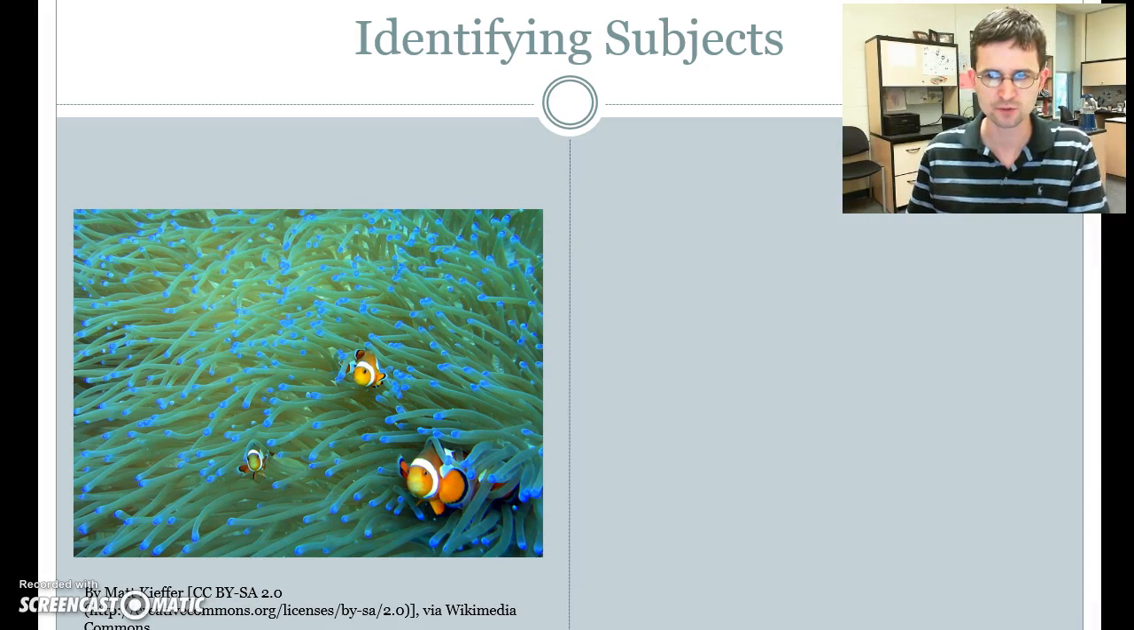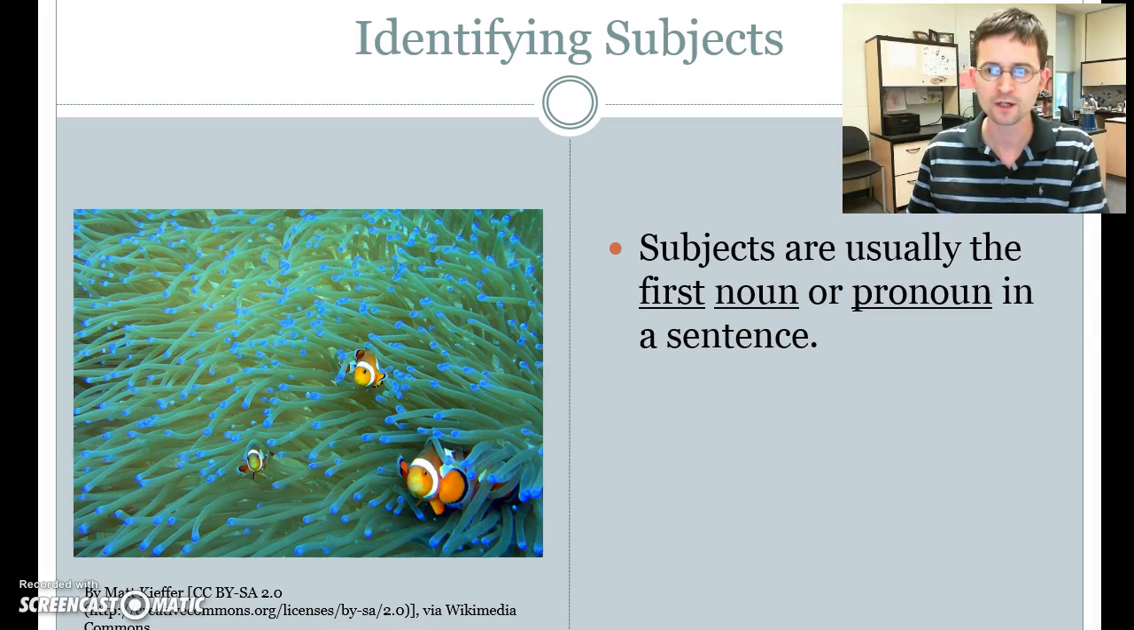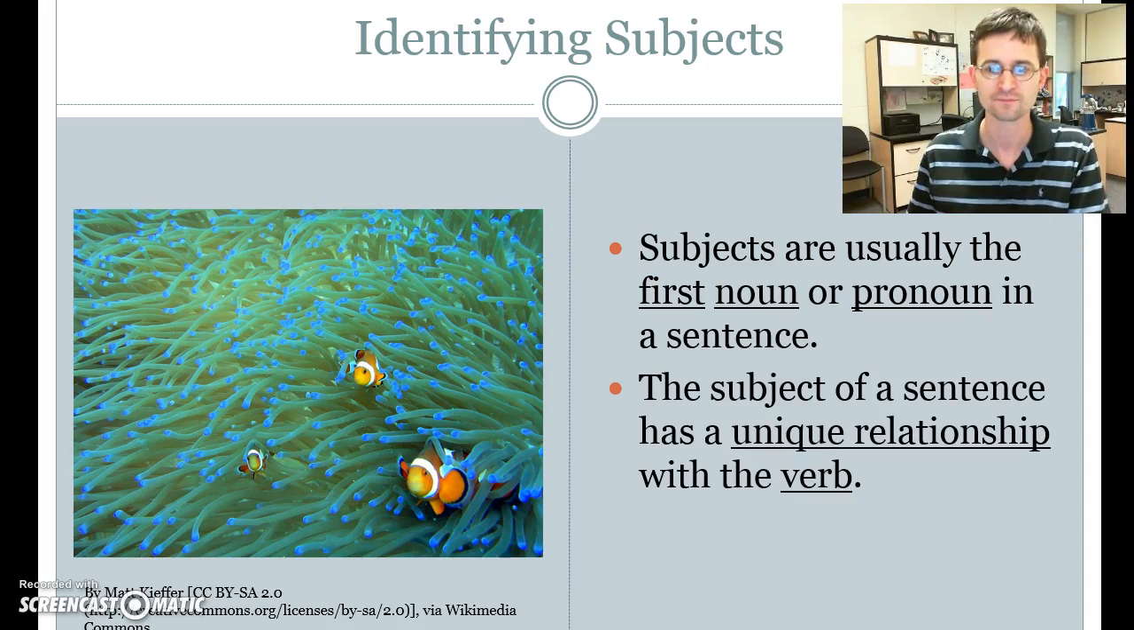Now, identifying subjects gets a little tricky outside of these basic sentences. There are a couple rules that can help us figure out which of the many nouns and pronouns that might be in a sentence, which one is the subject. The first rule for helping us navigate this is that subjects are usually the first noun or pronoun in a sentence. In English, we tend to put the subject right up front. This is not a hard and fast rule, though. There are many exceptions to this. So we do need some other rules to help us.